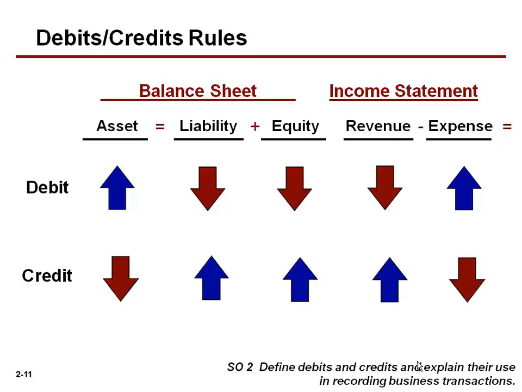Credit entries are just the opposite of debits. So as assets increase with debits, they will decrease with credits. Likewise, liability, equity, revenue accounts will increase with credit entries. And expenses will decrease with the credit entry, again, only at year-end in special closing entries.